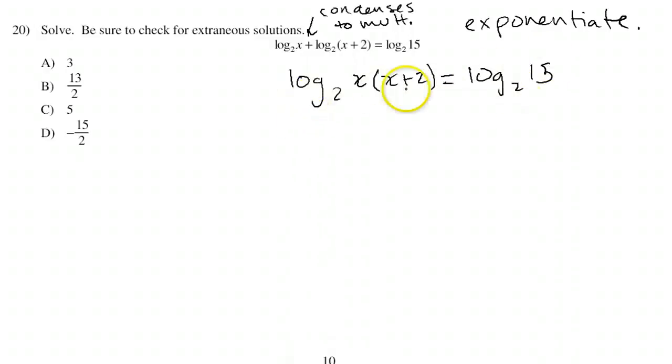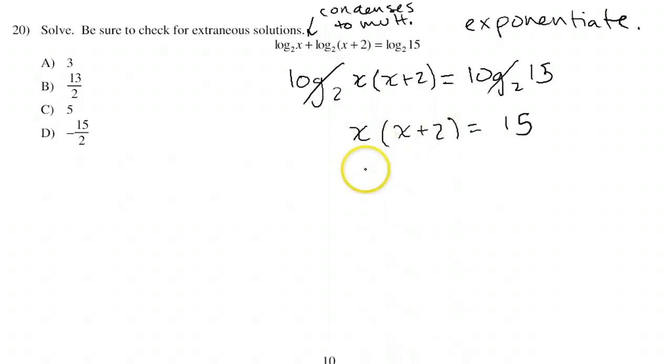Now that I see a log on both sides, well, I can just cancel them out since they're both logs. Or I can do a big 2 to cancel them out, but we'll just cancel it. And I have x times x plus 2 is equal to 15. We can distribute this. X squared plus 2x is equal to 15. And now we see, oh, okay, it's one of these where we have a quadratic. We have the x squared term. And recall from our example in your assignment that we can solve this by factoring the easiest.